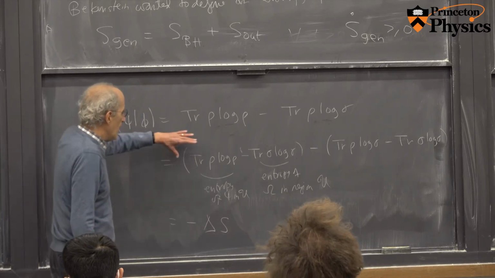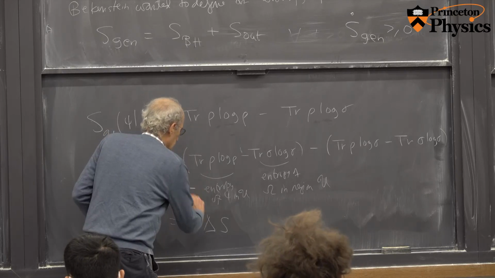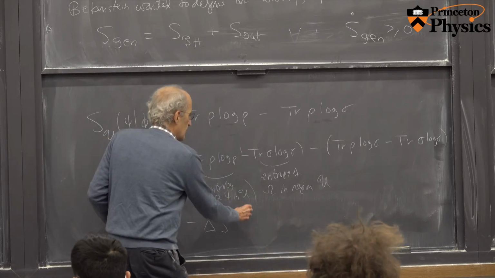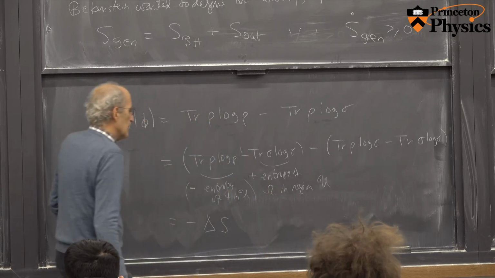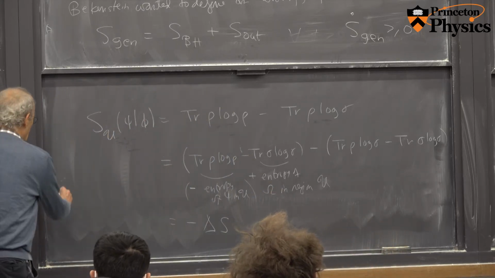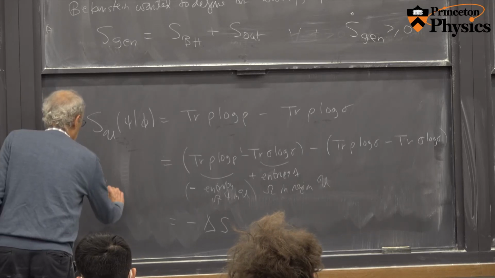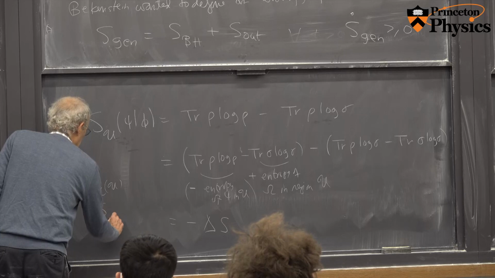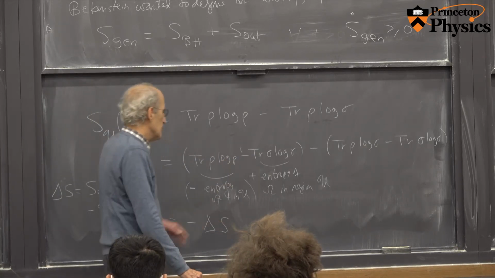You see, formally, it's minus the entropy. Well, because of the plus sign here, this is minus the entropy in region U. This is plus the entropy with the minus sign. It's plus the entropy of the vacuum. So if I let delta S be the entropy of psi minus the entropy of the vacuum, this thing is minus the entropy difference.